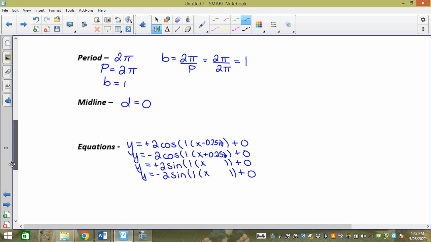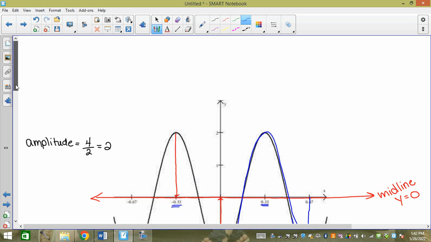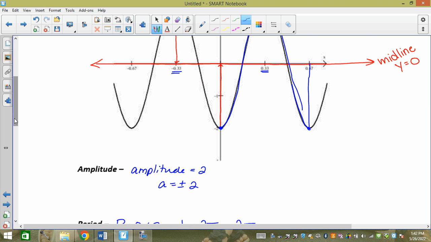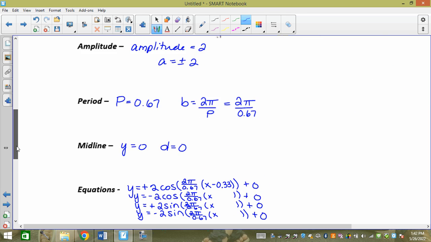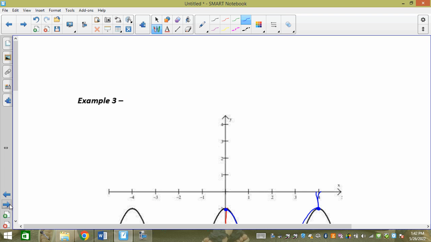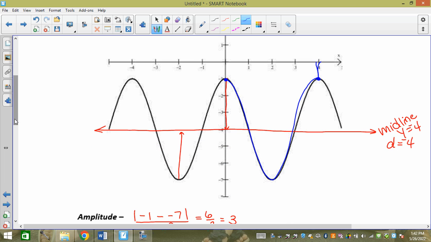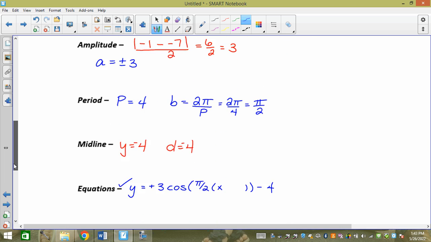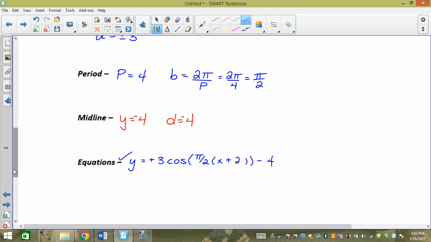Then I go to the next one. Where's my minimum? On the y. Yay, this one's done. Where's my minimum? Looks like negative 2. So I'm going to go plus 2. Oopsie, need to write out the equation. And that's how we finish those ones out.